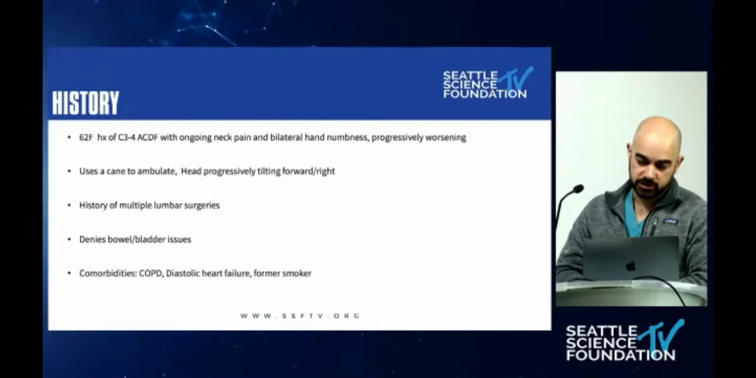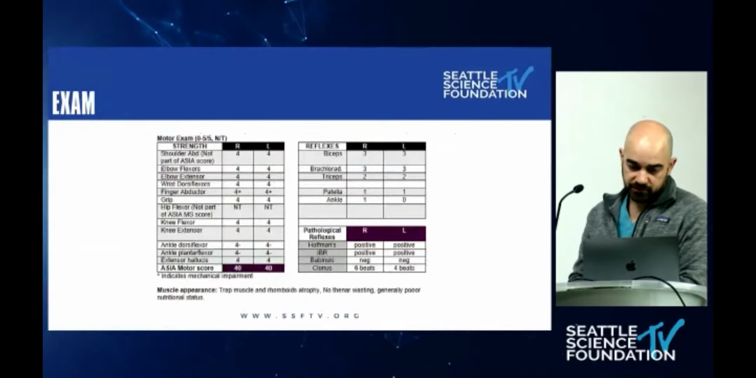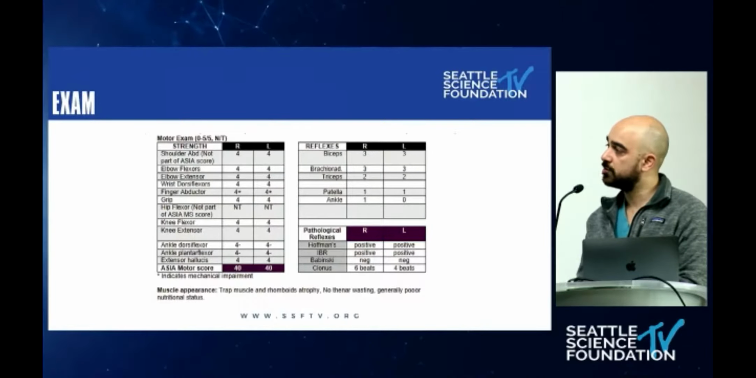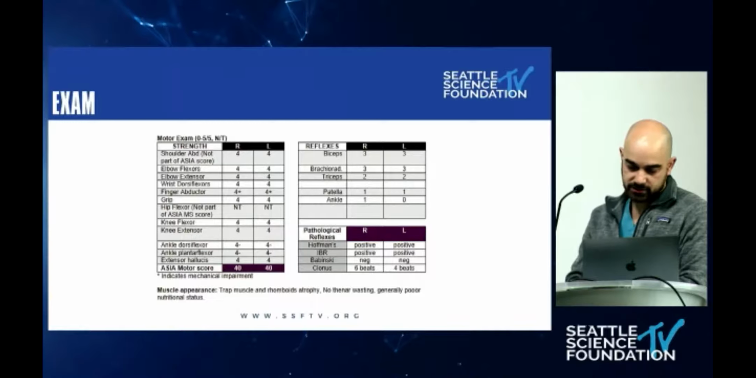She has COPD, diastolic heart failure, and she is a former smoker. On physical examination, she has bilateral weakness in the upper and lower extremities, 4 out of 5. She is hyperreflexic, with positive Hoffmann's and inverted brachioradialis reflexes. So she basically has a progressive myelopathy that has been ongoing for years.